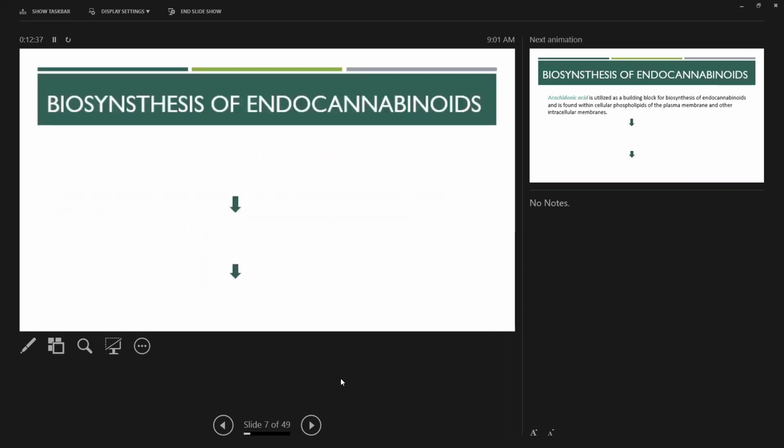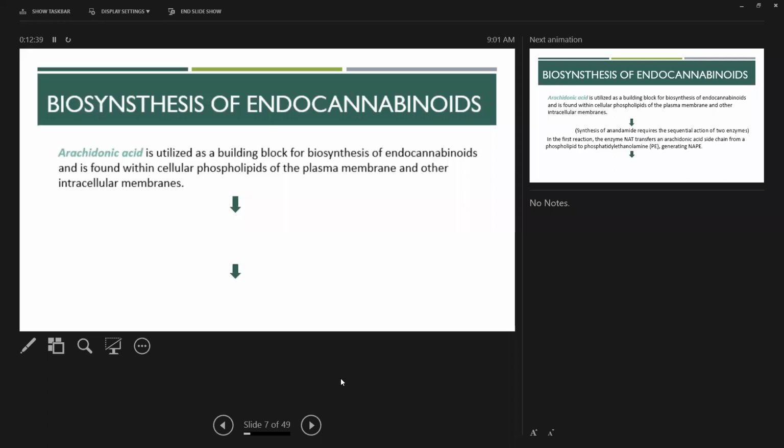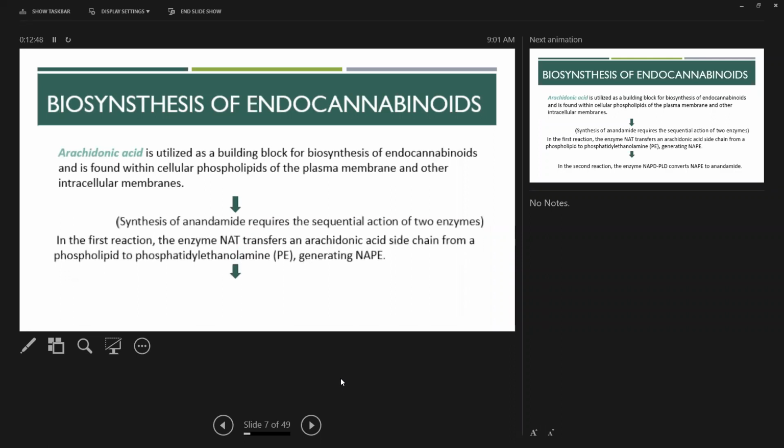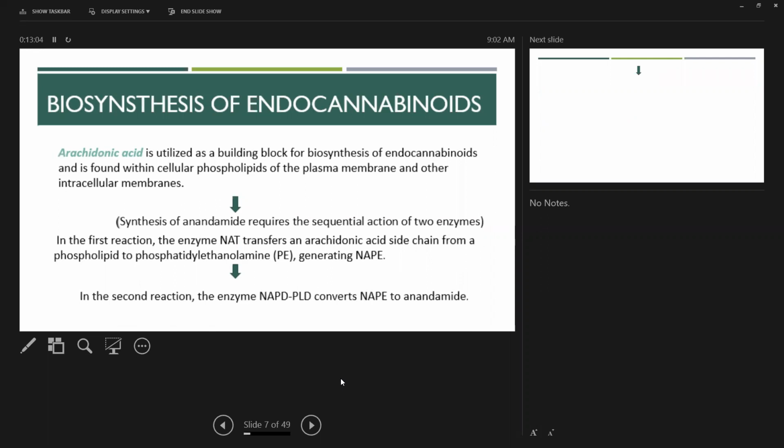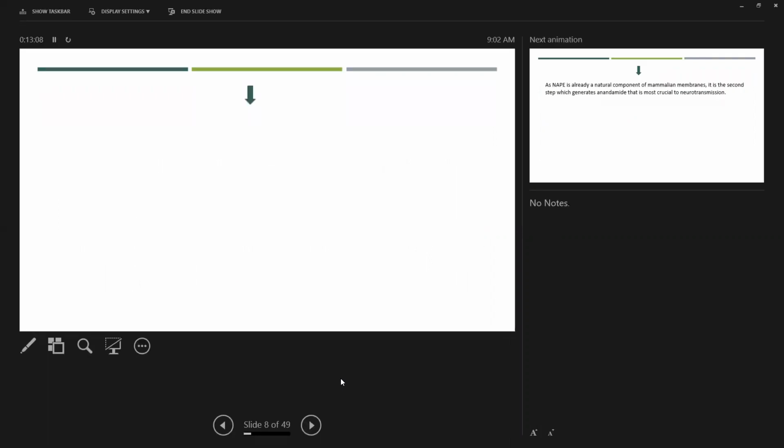Biosynthesis of endocannabinoids. Arachidonic acid is utilized as a building block for synthesis of endocannabinoids and is found within the cellular phospholipids of the plasma membrane and other intracellular membranes. Synthesis of anandamide requires the sequential action of two enzymes. In the first reaction, the enzyme N-acyltransferase transfers the arachidonic acid side chain from the phospholipid to phosphatidylethanolamine, generating N-arachidonoyl phosphatidylethanolamine. In the second reaction, the enzyme NAPE-specific phospholipase D converts NAPE to anandamide, which is most crucial for neurotransmission.